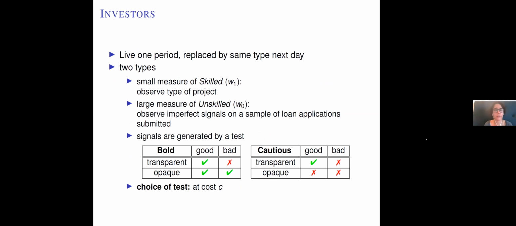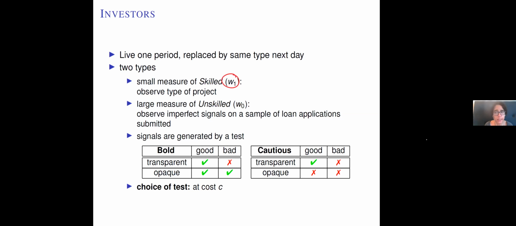Each investor lives 1 period, and it's replaced by the same exact type the next day. Investors are of 2 types. There is a small measure of skilled investors. Remember, each agent, including each investor, has wealth 1. So the measure of investors is also their wealth. So the wealth of skilled investors, or their measure, is small w1.